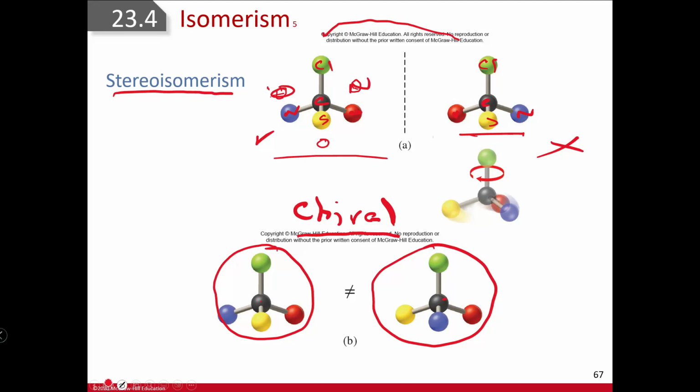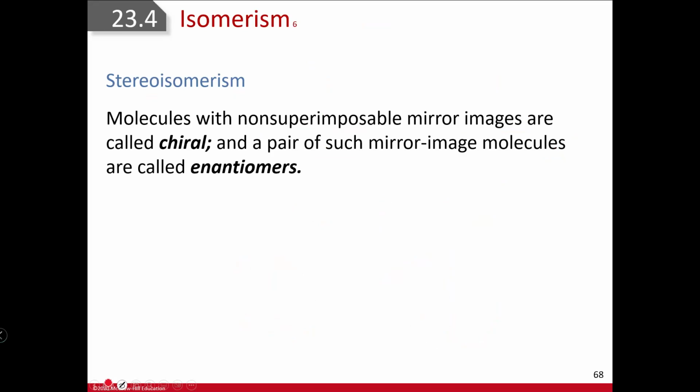So what do we mean by optical isomers? Well, molecules with non-superimposable mirror images are chiral, and a pair of such mirror image molecules are called enantiomers. So what we just saw were enantiomers there. So you need to know this term. Speak the language. These words convey to another chemist that, hey, we have non-superimposable mirror images, and there's a pair of them, and they call them enantiomers. So keep that in mind.